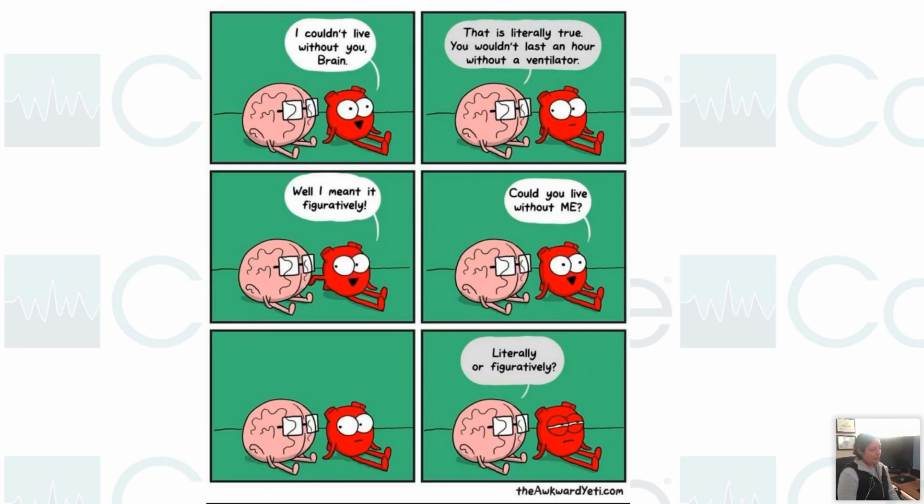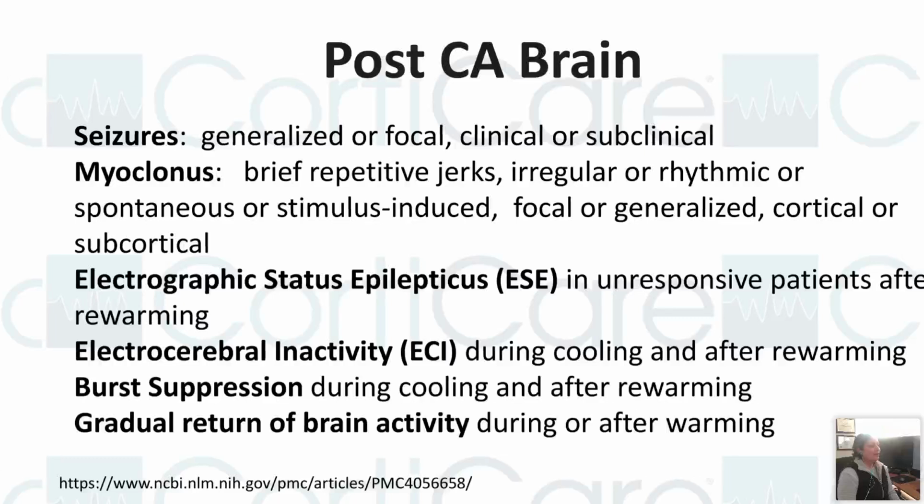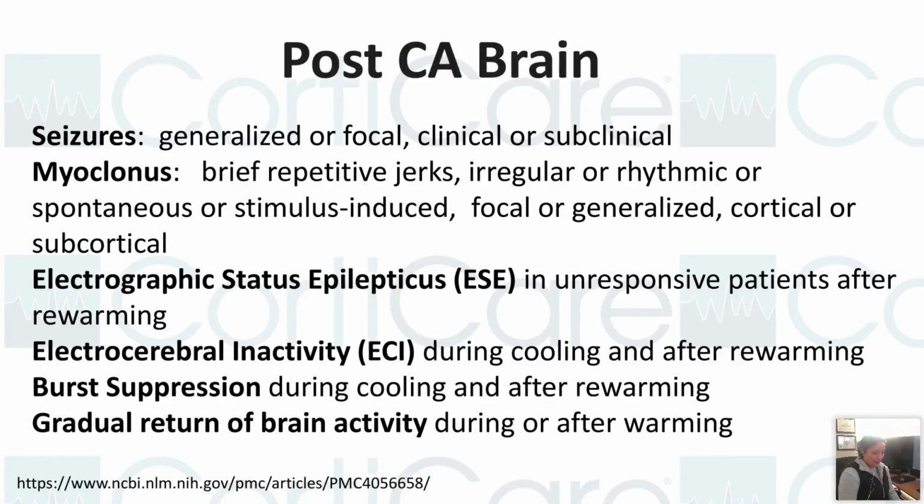Okay, so the heart and the brain association, of course, we know that both of them cannot live without each other, but hey, we are talking more about the brain today. So what happens to the brain after cardiac arrest? In the list here, you can see one of these things or multiple of them, right? The patient can have seizures. There will be myoclonus. The patient can go into electrographic status epilepticus. There can be electrocerebral activity, not just during cooling, but after rewarming also. We can see a burst suppression pattern.